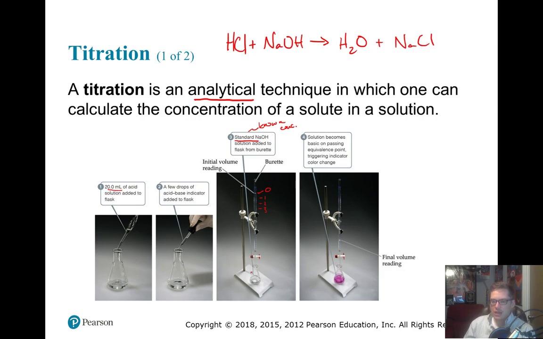So we're going to add the base in here, and this base is going to drop in here, and once all of our hydrochloric acid has been used up, it has been neutralized. And once it's been neutralized, our solution will go from clear to pink. And that's because of that indicator we added in step 2. Right? So now our solution is pink because we've added as much base as the acid we started with.